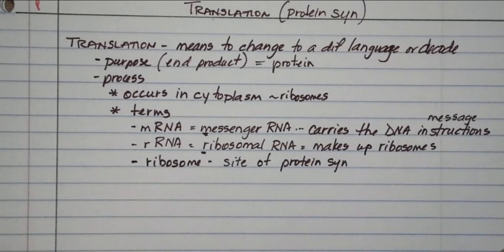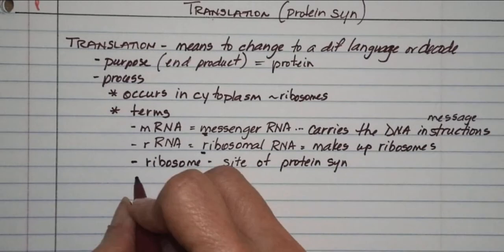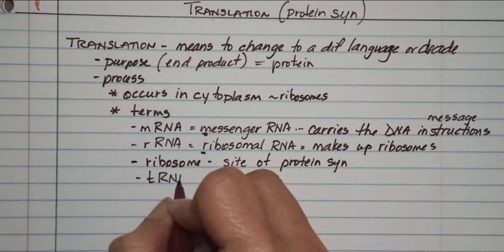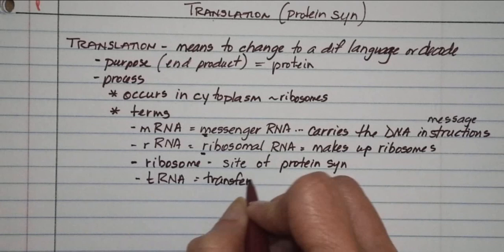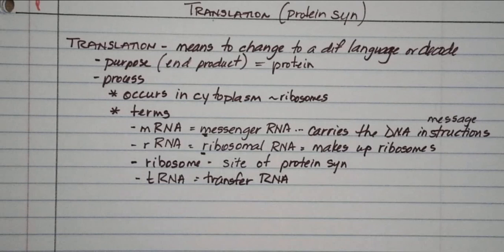Now let's get back to the other type of RNA, and that's tRNA. tRNA stands for transfer. So this is the one... what are proteins made of? Amino acids. We haven't said anything about amino acids yet. Something has to bring the amino acids in, and that's the job of the transfer RNA. So the transfer RNA carries the amino acids.